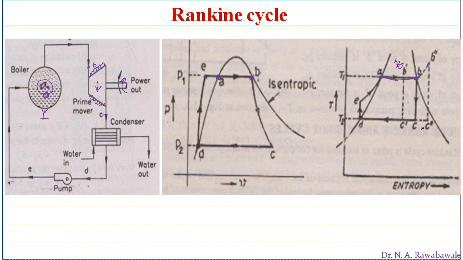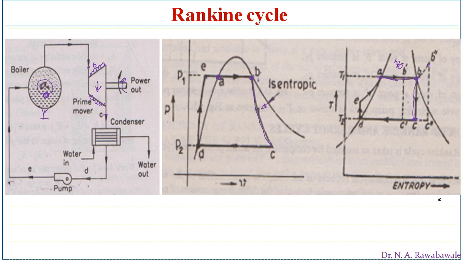On the TS diagram, from point B to C, the steam is expanded isentropically, and at point C steam enters the condenser. That reversible adiabatic process B to C is also shown on the PV diagram by a curve where the steam is expanded isentropically. The isentropic expansion is represented by a vertical straight line on the TS diagram.